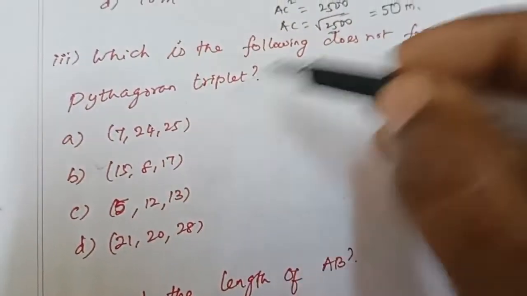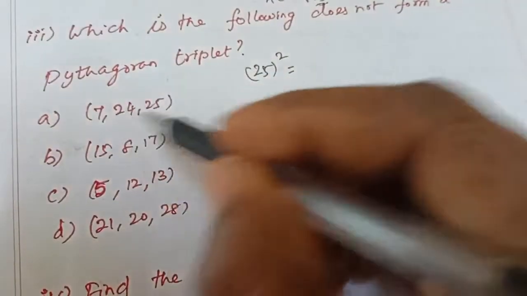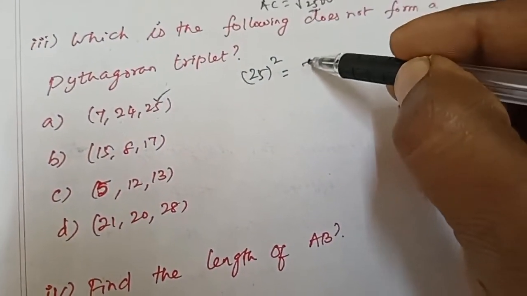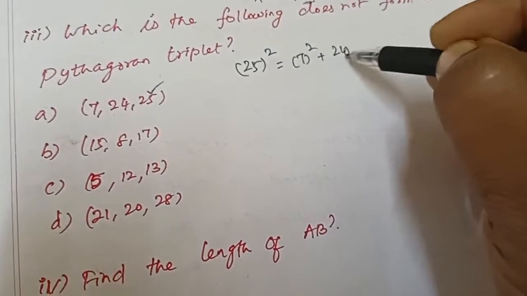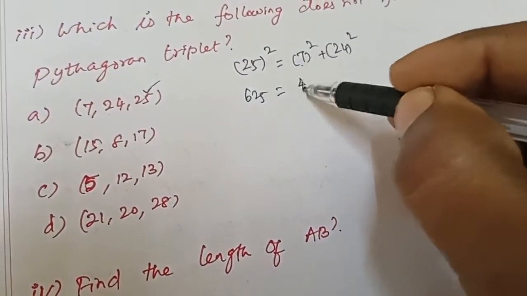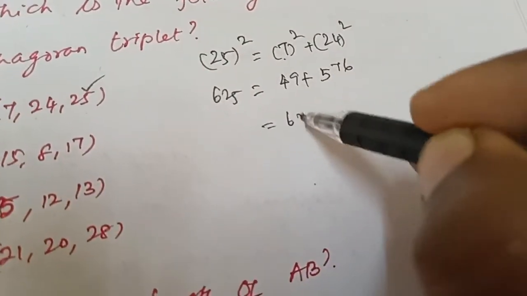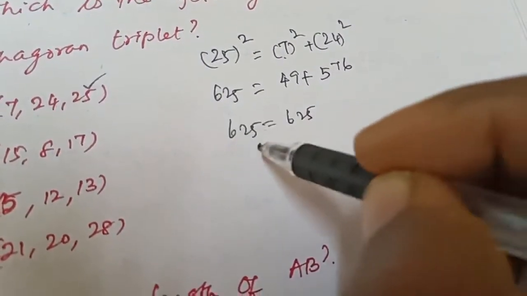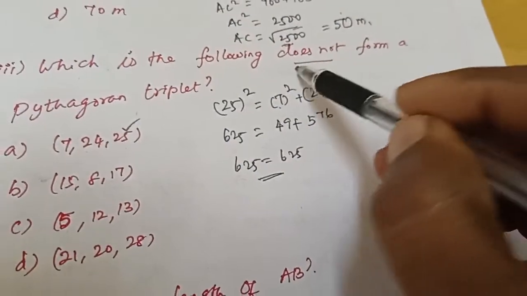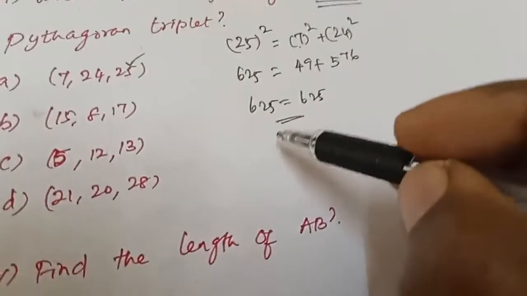For example, I am going to take 25 the whole square, because compared to these three sides 25 is greater, so I am taking it on the left hand side. The remaining is 7 the whole square plus 24 the whole square. 25 square is 625, 7 square is 49, 24 square is 576. If you add, it will become 625. So this is correct, sir. But the question asks which does not form. So the first option is correct, and we can go for the second option.